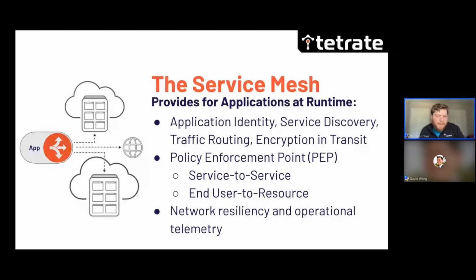The other key property of the service mesh is that it acts as a policy enforcement point. Because we have an Envoy sidecar that's deployed next to every instance of every application, intercepting all network traffic in and out, we can use it as a policy enforcement point to enforce both of the types of checks that we want to do. We can use it to enforce service authentication and authorization. We can also use it to enforce end user authentication and authorization on behalf of the application.